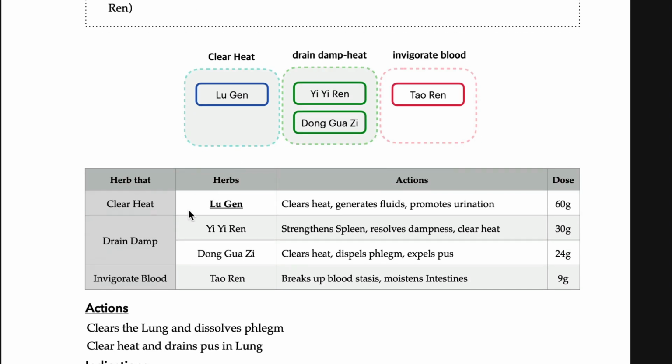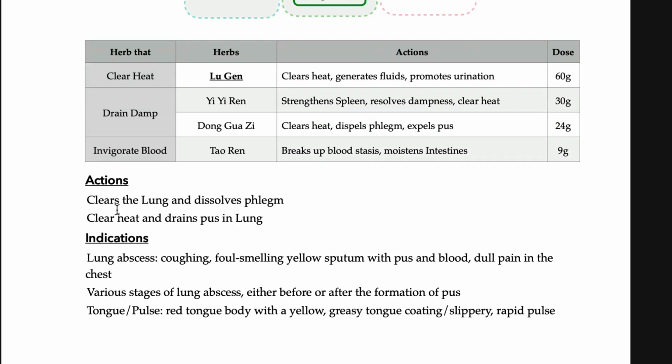As you can see in the name of the formula, lugan is the king herb. Action, clear the lung heat. And indication, lung abscess, coughing, foul-smelling yellow sputum. Can you see the heat? And pus and blood. So when you see the pus and coughing, think about this formula. Pus directly indicates the abscess. Pus and blood. So when you see this pus and blood in the question, consider this formula Jing Tang first.